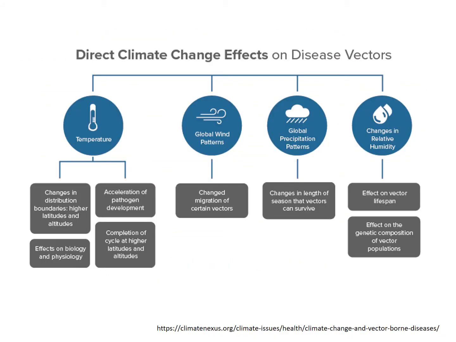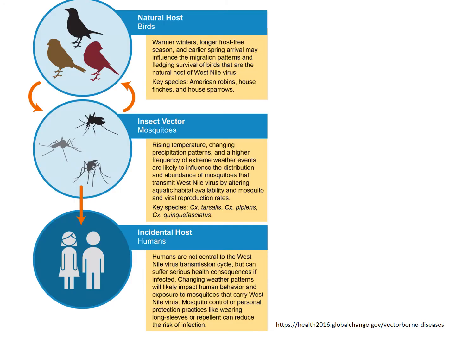When you're thinking about direct climate change effects on vectors, you can think about it in a couple of different ways. It might be temperature, the heat and the cold. It might be wind patterns, spreading seeds. It could be because there's just less water available, for example, or changes in humidity. So there are lots of different ways that it might impact vectors. These are just a few.